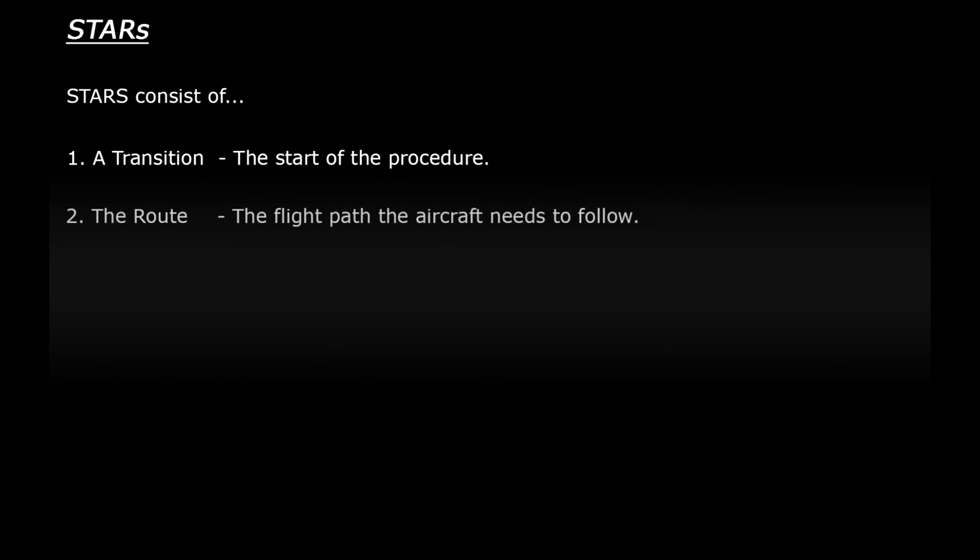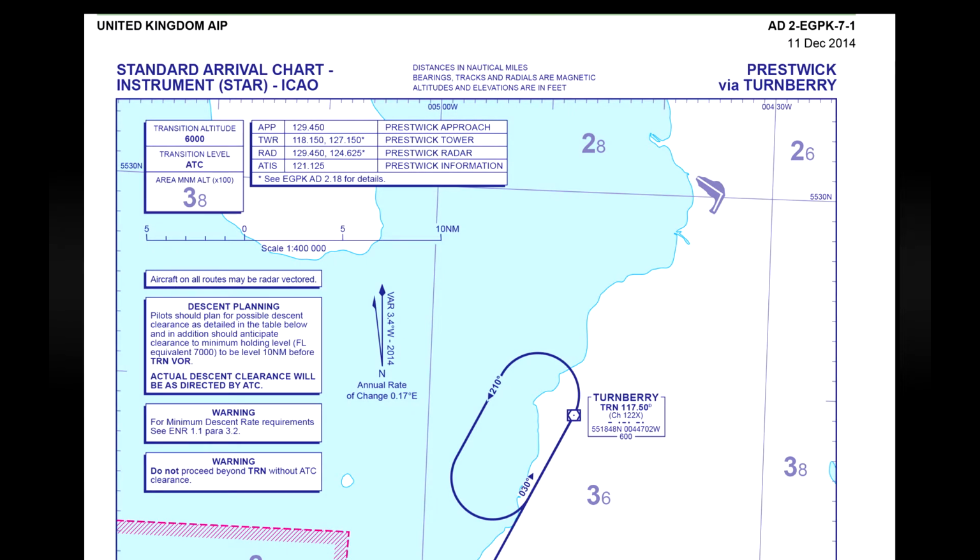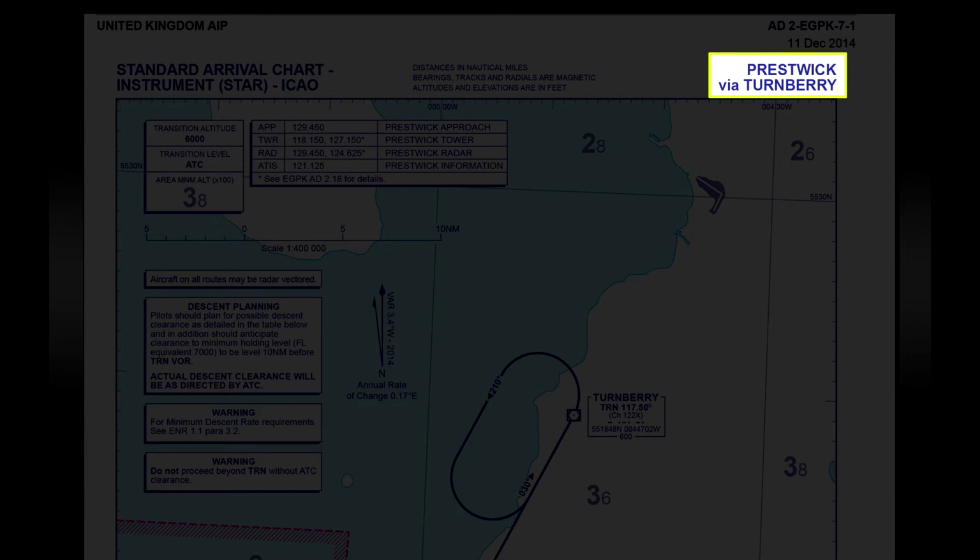So, a star usually has a starting point called a transition. Then you have a route in the middle and an end point which is called an initial approach fix. So let's have a closer look at a very simple example. This is a star procedure for Prestwick Airport, south of Glasgow in Scotland. So this procedure is for Prestwick Airport via Turnberry.